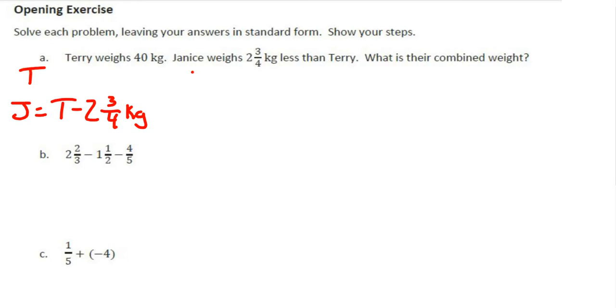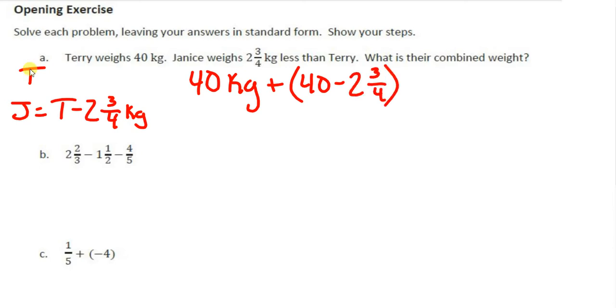Well, Terry weighs 40 kilograms, and I'm going to add that to Janice's weight, which is 40 kilograms minus 2 3/4 kilograms. All right, well, 40 minus 2 3/4. Well, I know 40 minus 2 is 38. 38 minus 3/4 has got to be 37 1/4. So that's 37 1/4 plus Terry's weight at 40 gives me a combined weight of 77 1/4 kilograms.